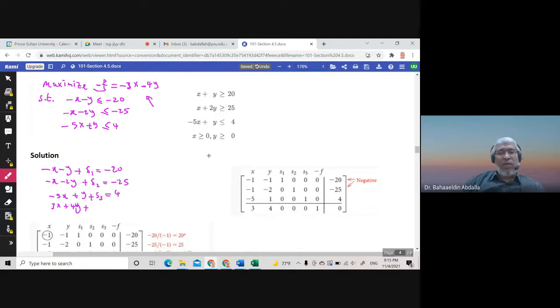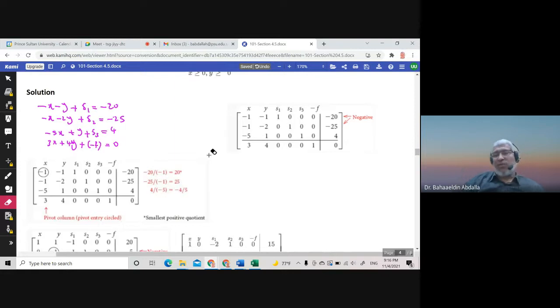And then plus negative f, okay? So my function is negative f. Now write the coefficients of x, coefficients of y, s1, s2, s3, and coefficients of negative f. So the coefficient of negative f is 1, okay? So we write it like this, and this would be the initial Simplex matrix.